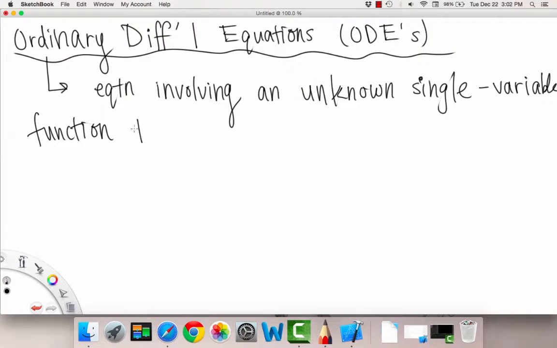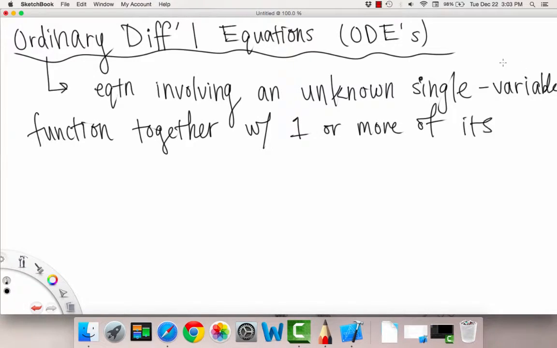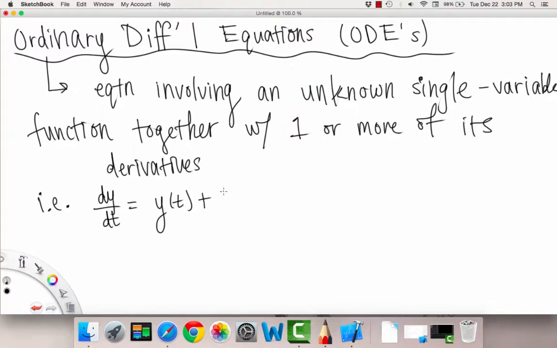okay, together, and not only just one function, but together with one or more of its derivatives. Okay, and I'll give some examples below. So derivatives there. Alright, so here's some examples. So i.e., we could have a differential equation, an ordinary differential equation. It looks like this. dy/dt is equal to y, which is a function of t, plus t.